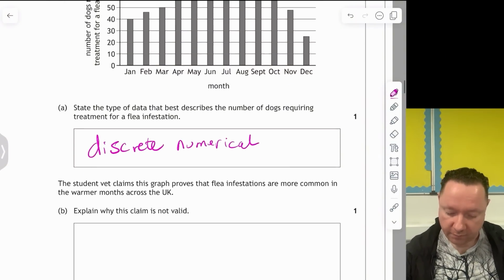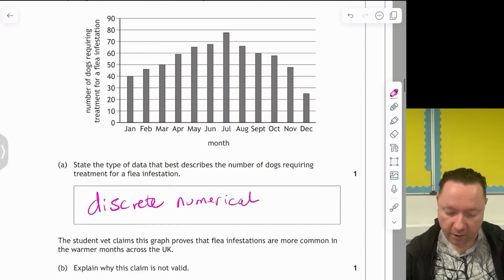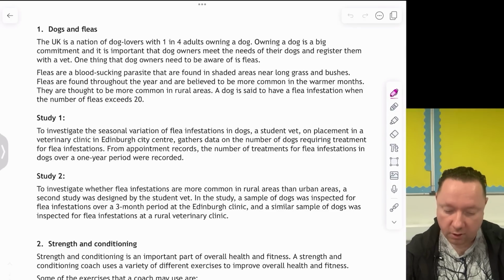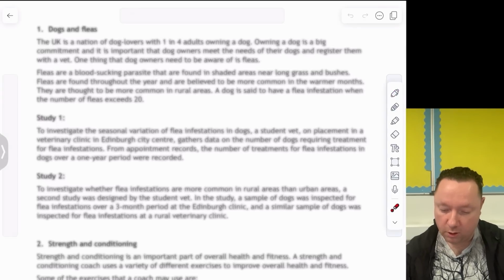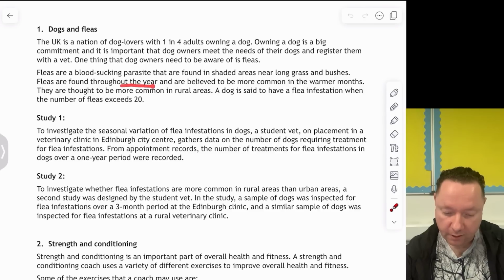The student vet claims that this graph proves that flea infestations are more common in warmer months across the UK. Why is this claim not valid? So let's look at the actual data booklet for this. The UK is a nation of dog lovers with 1 in 4 adults owning a dog. Owning a dog is a big commitment. It's important that dog owners meet the needs of a dog, so register them with a vet. One thing a dog owner needs to be aware of is fleas. Fleas are blood-sucking parasites. Fleas are found throughout the year and are believed to be more common in warmer months. They are thought to be more common in rural areas. A dog is said to have a flea infestation when it has more than 20.